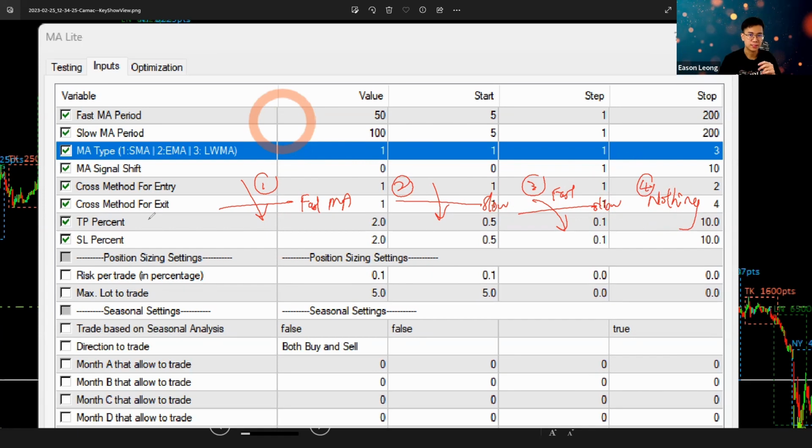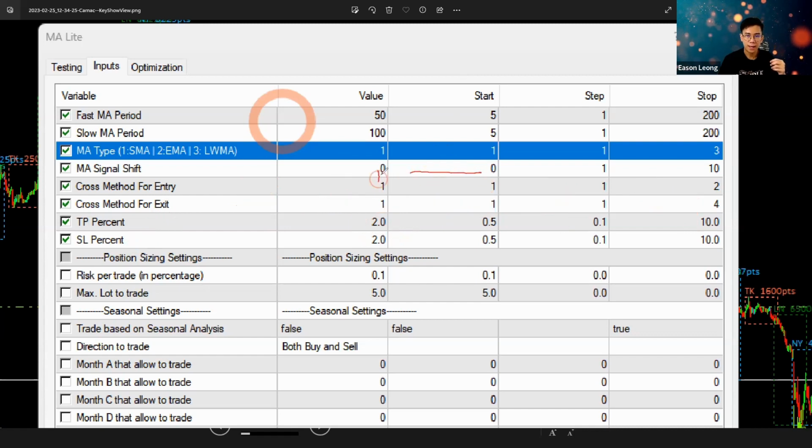Lastly is take profit percent and stop loss percent. By default I put it at 2 and 2, meaning if you make a buy at this price, let's say the price is $100, then the stop loss will be 2% down, which is going to be $98, and then 2% up is going to be $102. This will be your take profit, and this will be your stop loss. So this is how the robot operates right now.